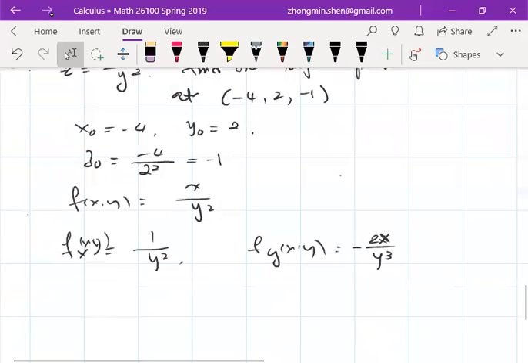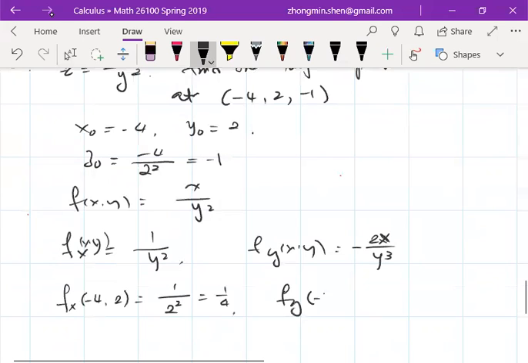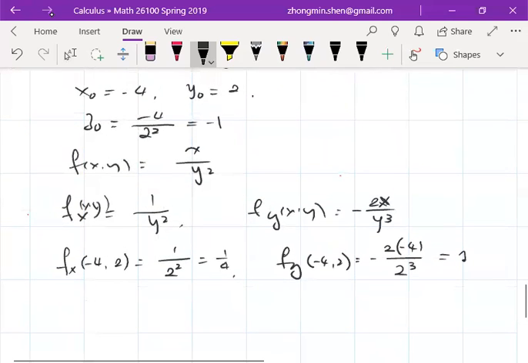All right, so now you have to evaluate at those 2 points. That's 1/4. And then you will get 2 times negative 4 over 2 cubed, okay? So this is going to be 1. So we find all the information.